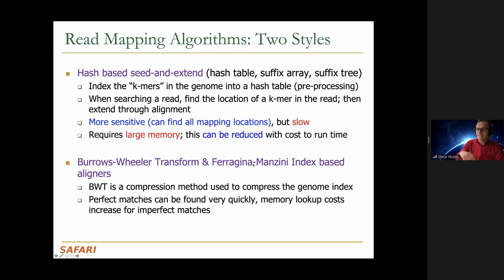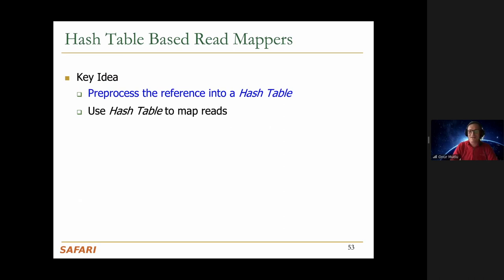And some hash-based seed and extend methods actually surpass these algorithms as you increase E. And our goal is actually to be able to scale to larger E's as much as possible. So these need to reduce sensitivity, but they're employed in the field a lot because usually people do not exactly know what they're missing when they do not look at a larger E. Okay, so let's go into these hash table-based read mappers and go through an overview of it.